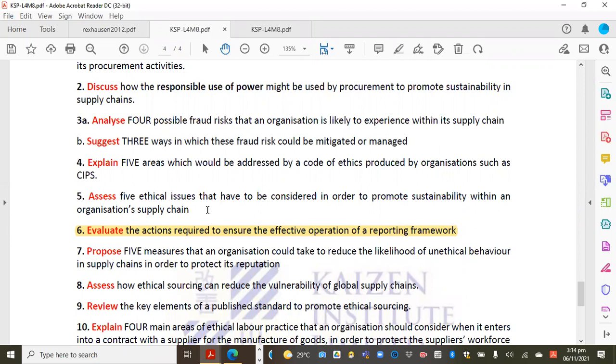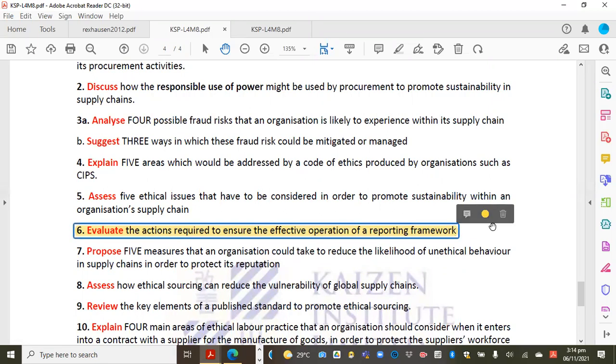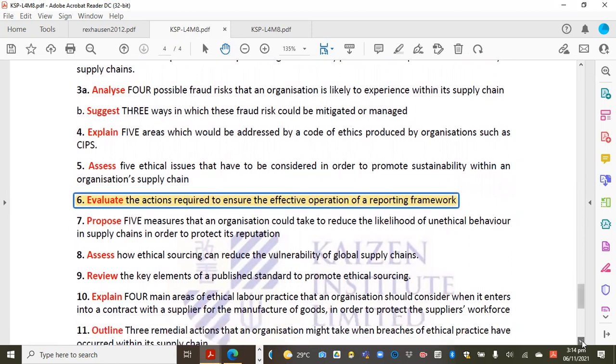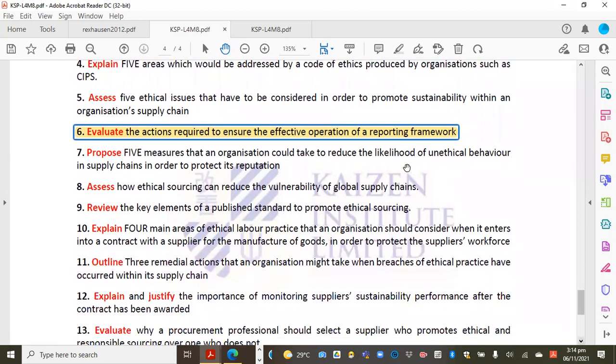Then question 6, evaluate the action. Yes, I highlighted this because it's not examinable. It's not even part. We added it and just took it off. I think this is not the edited version.